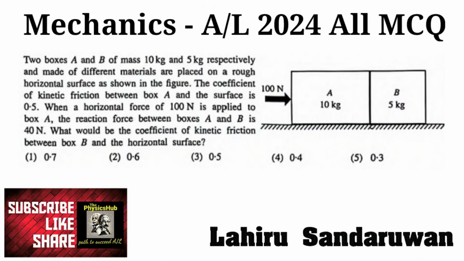Question number 8. Two boxes A and B of mass 10 kg and 5 kg respectively, made of different materials, are placed on a rough horizontal surface as shown in the figure. The coefficient of kinetic friction between box A and the surface is 0.5. When a horizontal force of 100 Newton is applied to box A, the reaction force between box A and B is 40 Newton. What would be the coefficient of kinetic friction between box B and the horizontal surface?